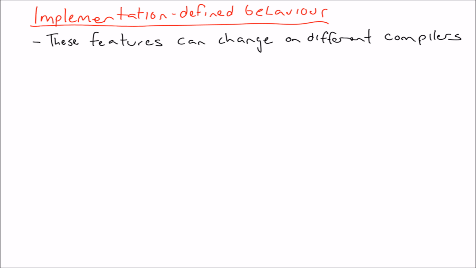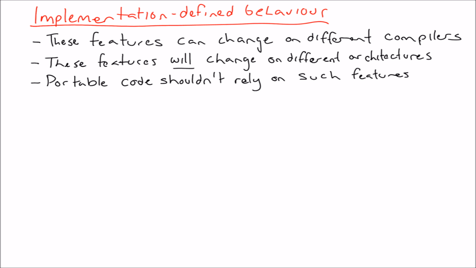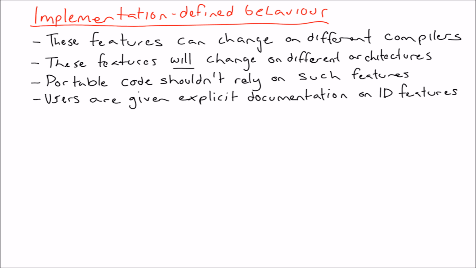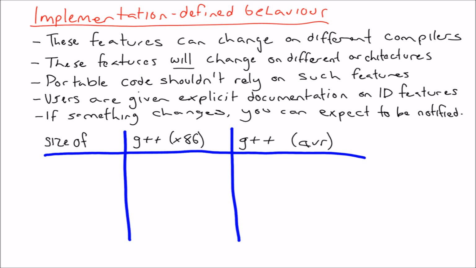When a feature is determined to be implementation defined, this means that it is up to the compiler vendor to determine what the feature will actually entail, and they must also explicitly document everything about that particular feature. One example of implementation defined behavior is something such as the size of an integer. On x86 using GCC, you'll find that an integer is 4 bytes in length, whereas on an AVR version of GCC, it's 2 bytes in length.